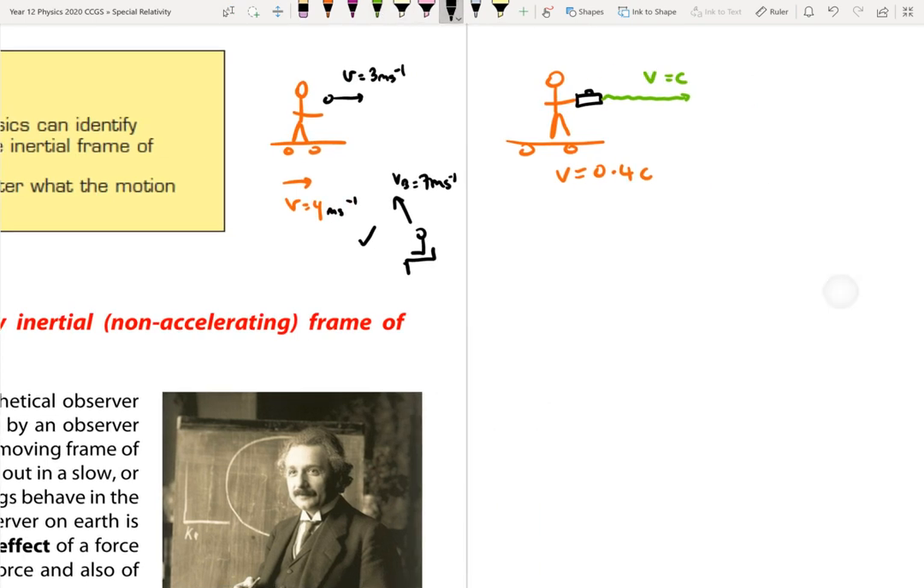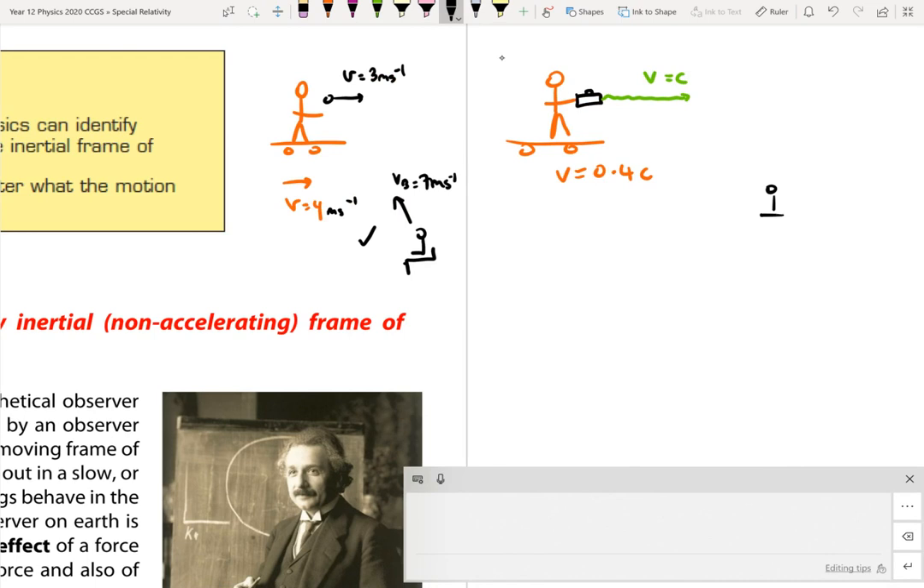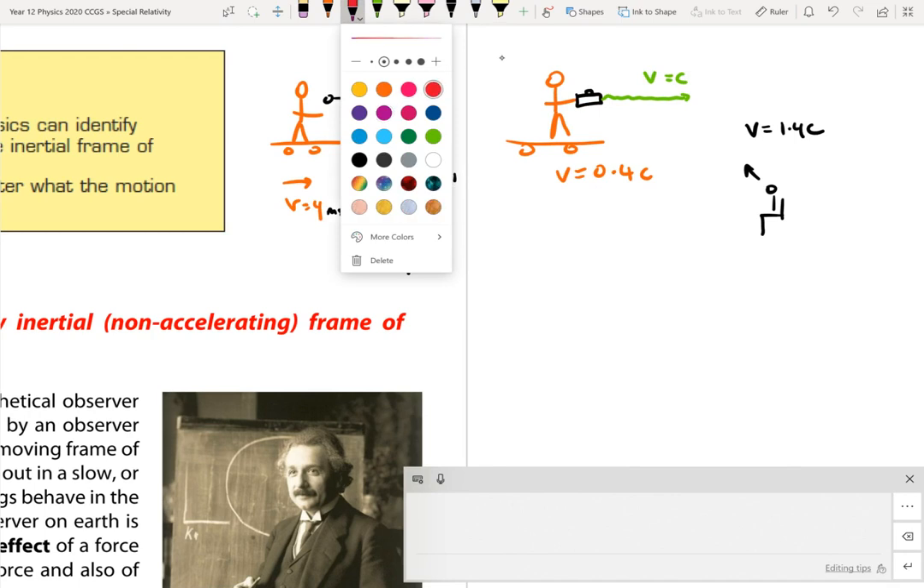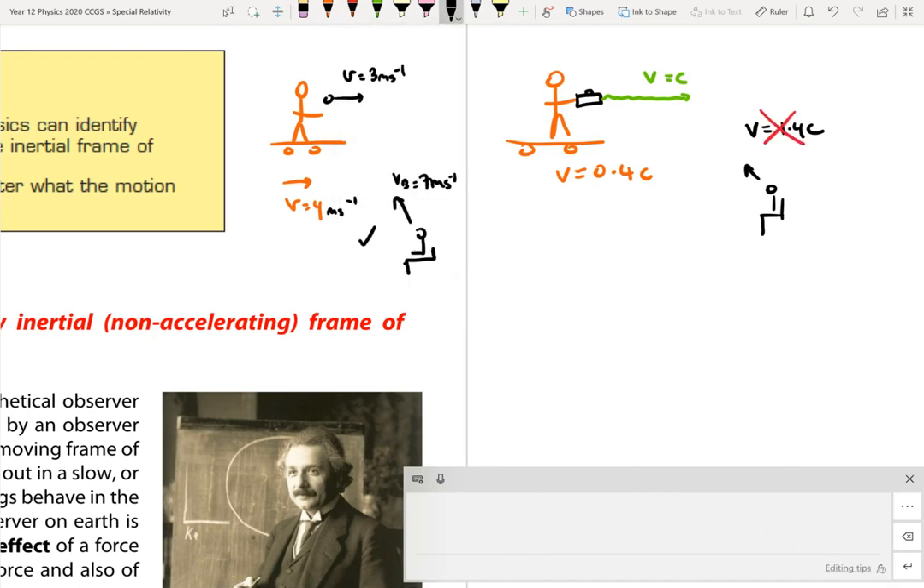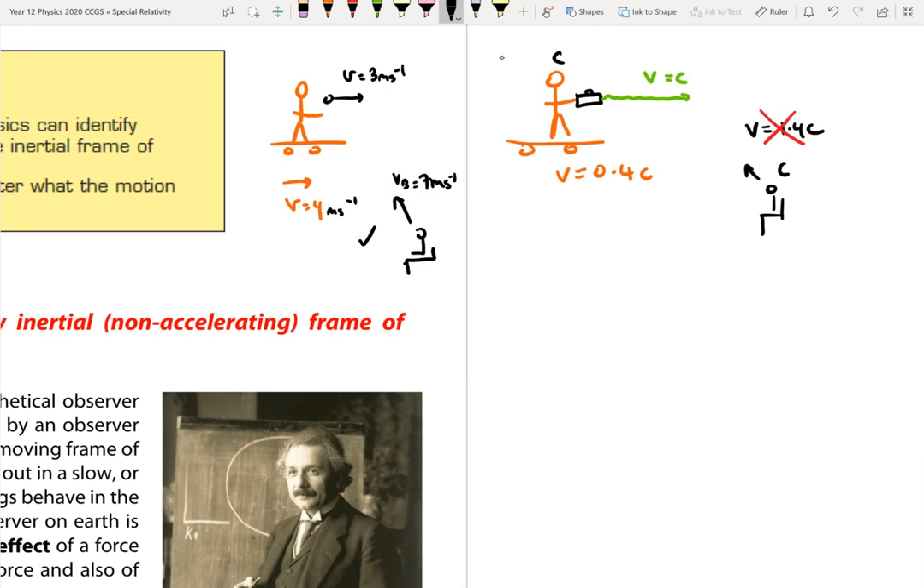Well, this is where it breaks down. The observer does not see 1.4c. That is incorrect. And so the Michelson-Morley experiment suggested that all observers see the speed of light. It doesn't matter your motion relative to the source. Okay? There can be phenomena such as Doppler shift. So you can get blue shifting occurring if it's traveling towards you, red shifting if it's receding.